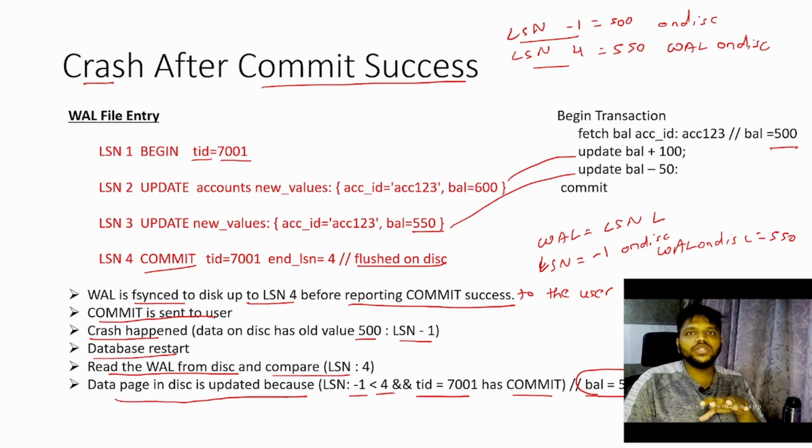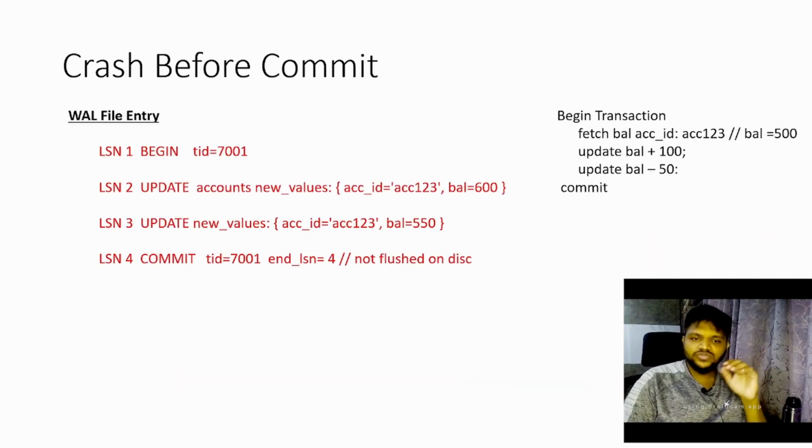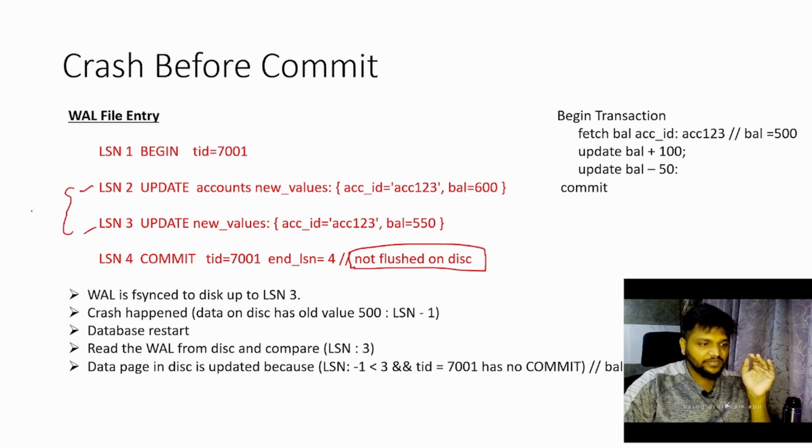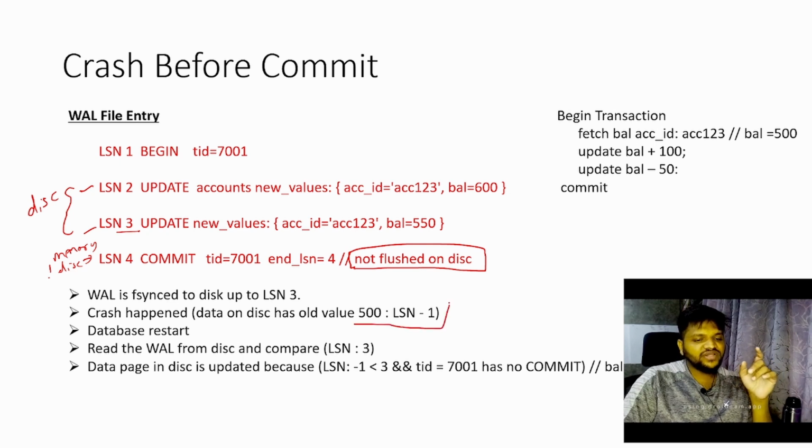Now we would be looking into the third use case, crash before commit. So again, the same example I would be taking. The WAL file again is going to be the same. What is the difference now? Here in this use case, the difference is it is not flushed onto the disk. These instructions, let's say these might be there on the disk because as I mentioned, periodically the update happens on the disk. But LSN 4 commit was there in memory, but not on the disk. So it was not flushed onto the disk. So the WAL is fsynced to the disk up to LSN 3. Crash happened. Data on the disk has the old value that is 500, that is LSN -1.